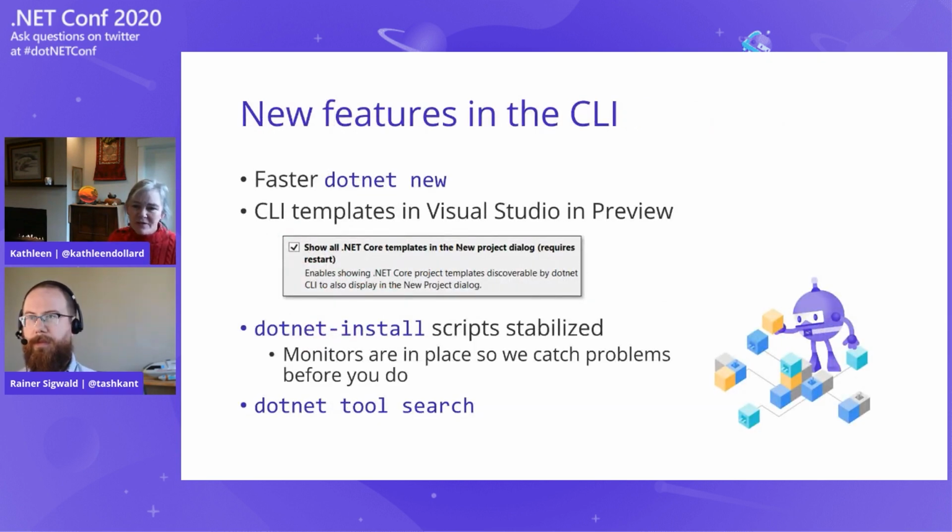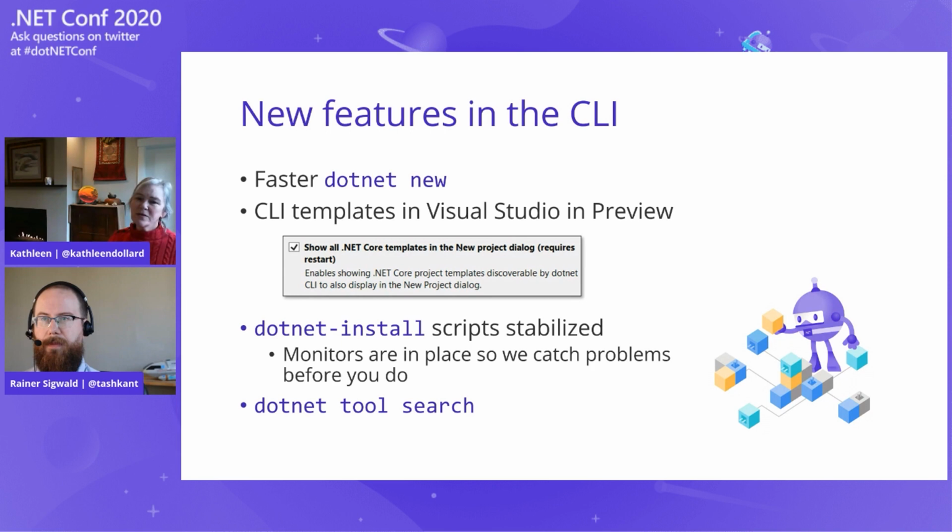CLI features themselves. All right. So we have a couple of things here. The .NET New is faster. It slowed down a little bit in some recent versions, and we are working on that. It's not completely back to where we want it to be, but it will be much faster almost all the time. You occasionally see a little slowdown, but that's coming up.